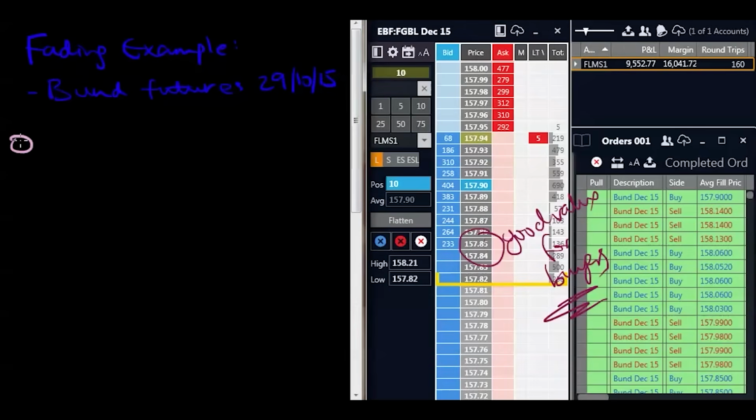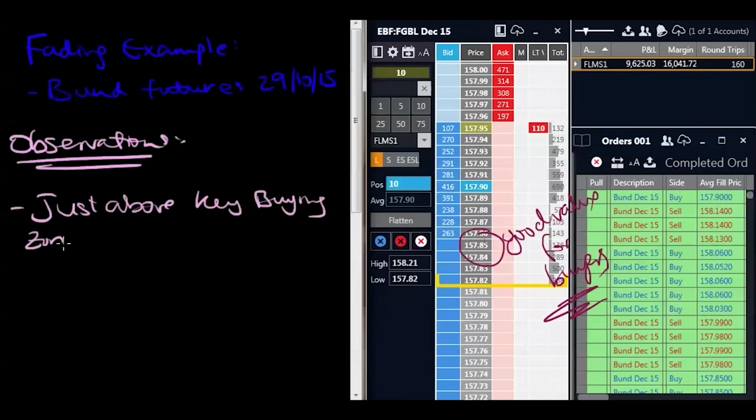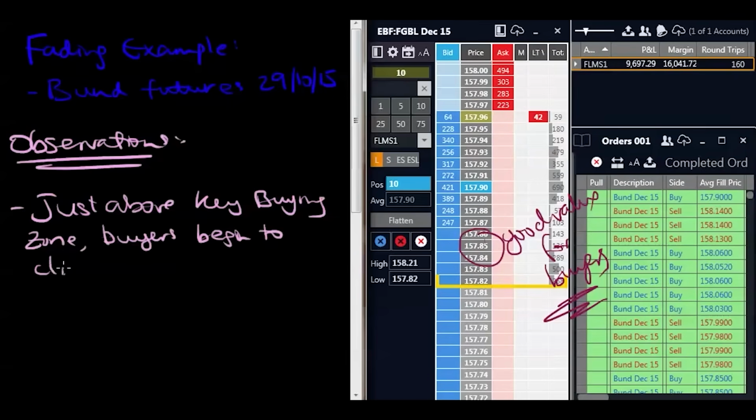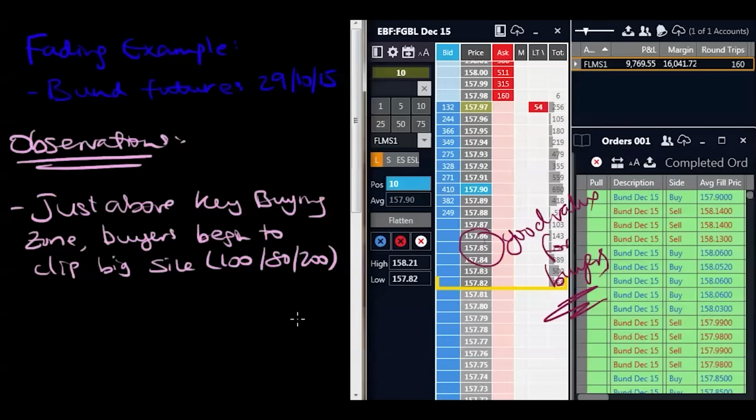So what have we seen here? Let's make a few observations. Just above the key buying zone, buyers begin to clip big size. When I say big size, I mean we saw 100 lot clips, an 80 lot clip, and a couple of 200 lot clips. If I'm not mistaken, we saw some pretty decent sized clips where someone was coming to market and lifting the offers aggressively. So this is what you want to see. It gets to an area, it's valued cheaply for the buyers, and they come and lift aggressively.